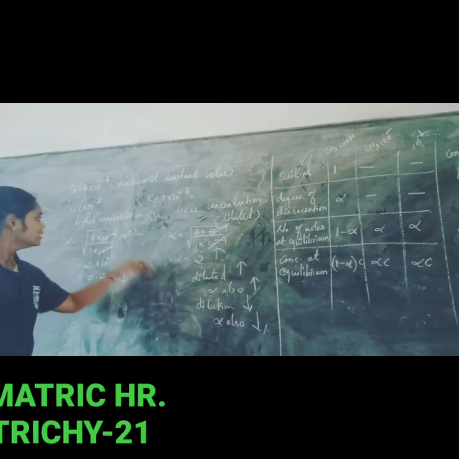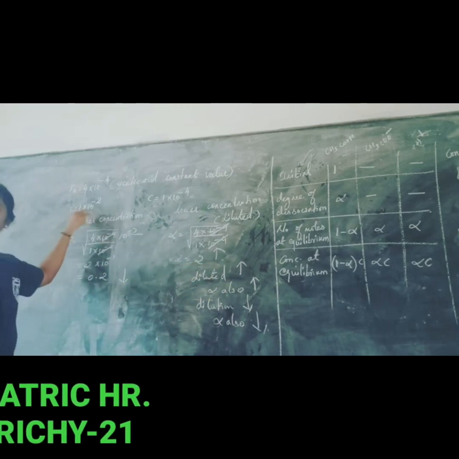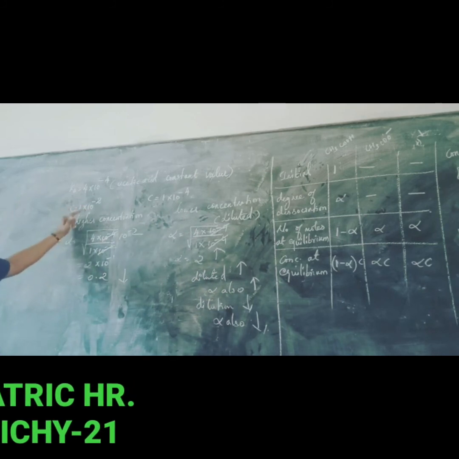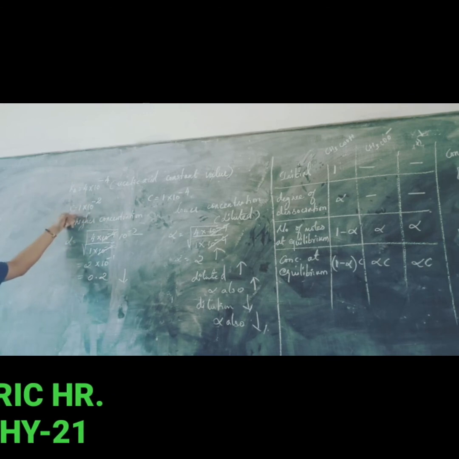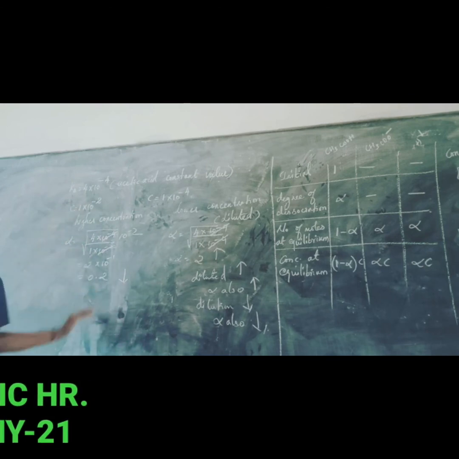So if dilution decreases, that means the concentrated solution. Compare these two values: this one is the low value. So dilution decreases means alpha value also decreases.